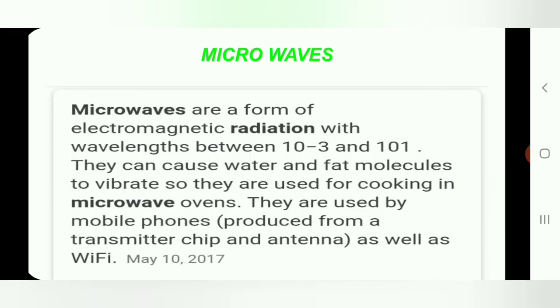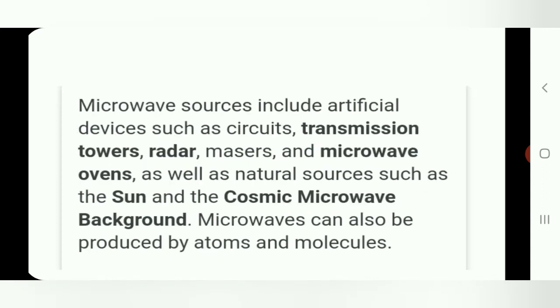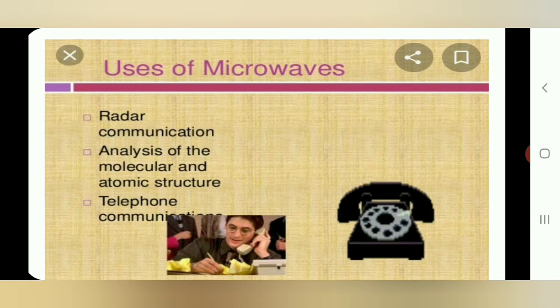Then we have microwaves, with wavelength in the range of 10^7 angstrom to 10^11 angstrom, or frequency in the range of 3 × 10^11 hertz to 3 × 10^7 hertz. They are produced by electronic devices such as crystal oscillators. They are used for satellite communication, in ovens, and in radar communication. The uses I have already discussed: telephone communication and radar communication.